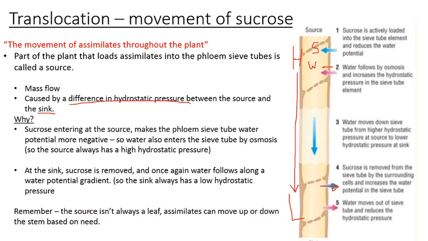So last thing to remember, the source isn't always a leaf. Assimilates can move up or down the stem based on needs. So in the winter, usually the source is actually at the root and the sink will be up here at the leaves. So it can go either way. It depends where sucrose diffuses in or out. It depends where those assimilates are needed.